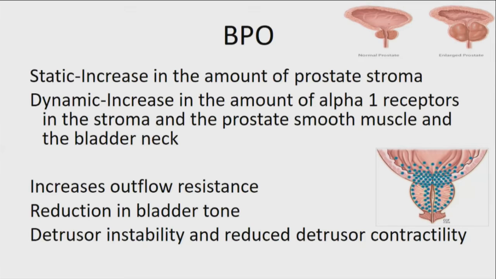There's an increase in the amount of alpha-1 receptors in the stroma of the prostate and the smooth muscle of the prostate as well as the bladder neck. These two together will increase the outflow resistance. After some time, due to bladder remodeling, which we'll talk about in a while, there's reduction in the bladder tone, the detrusor becomes unstable, and there's reduction in detrusor contractility.